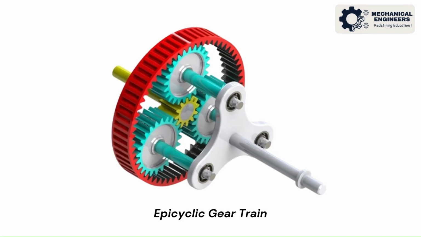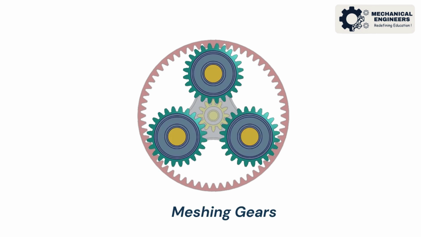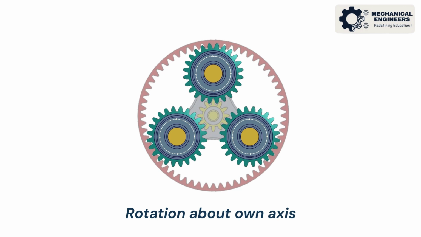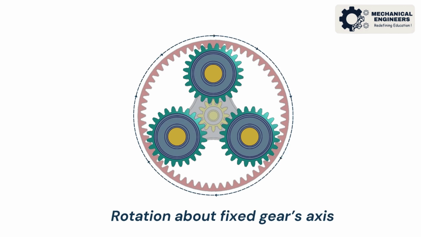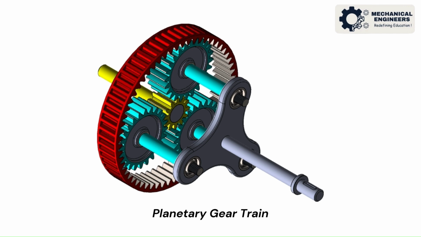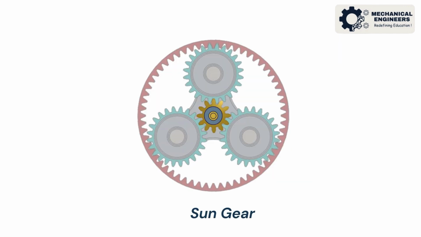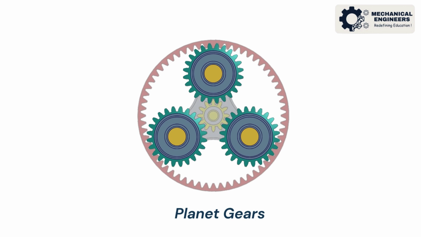An epicyclic gear train is a gear train in which one gear is fixed and the meshing gear has a motion composed of two parts, namely, a rotation about its own axis and a rotation about the axis of the fixed gear. This type of train is also called a planetary gear train. The fixed gear is called the sun gear, while the revolving gear is called the planet gear.